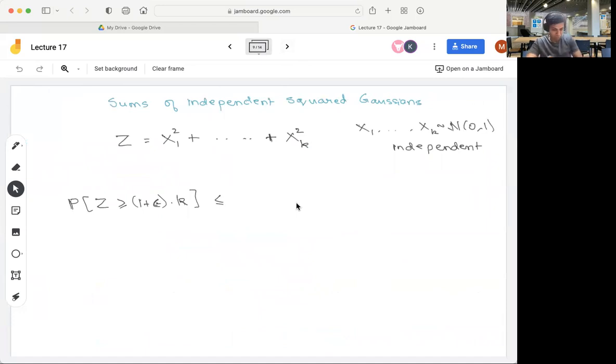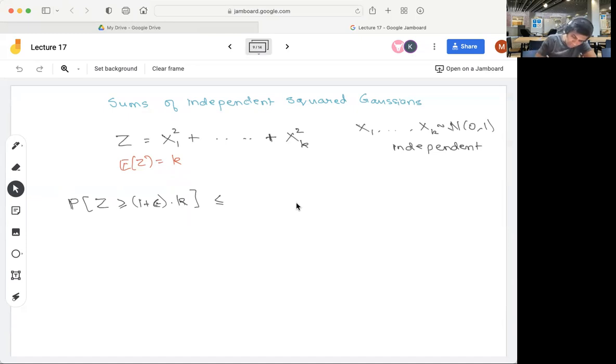Okay. So to recap, we have Z, which is the sum of squares of independent Gaussian random variables. We just saw that the expectation of Z is k. And let's say we are asking the question, what's the chance that Z is too large? More than 1 plus epsilon times its expectation, or more than 1 plus epsilon times k. As I emphasized when we were doing Chernoff-Hoeffding, the proof technique is fairly general and is useful in many situations. And this is just one more example.